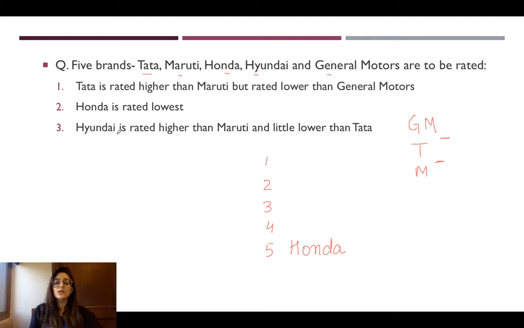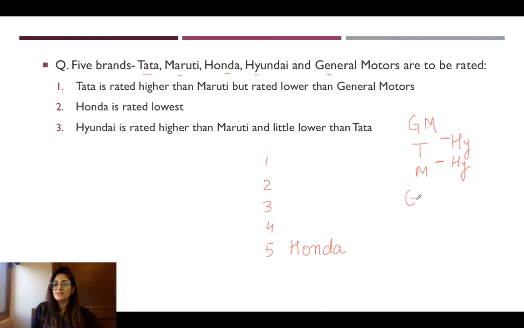अब लास्ट पॉइंट देखते हैं. This says that Hyundai is rated higher than Maruti and little lower than Tata. So Hyundai is rated higher than Maruti. ये मारुति से ऊपर है Hyundai. लेकिन अब अगर यहाँ है तो ये यहाँ भी हो सकता है. So उसी के लिए the latter half which is given in the question is that it is little lower than Tata. यानी मारुति से ऊपर and little lower than Tata.